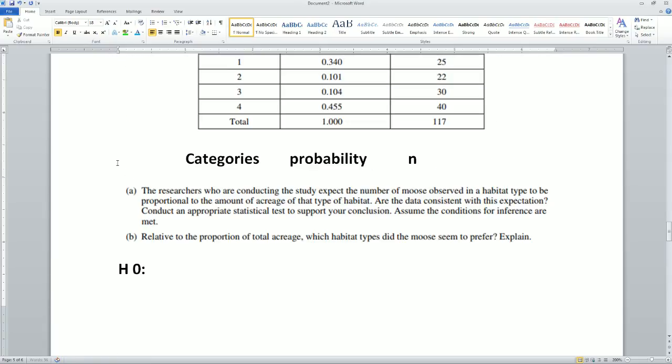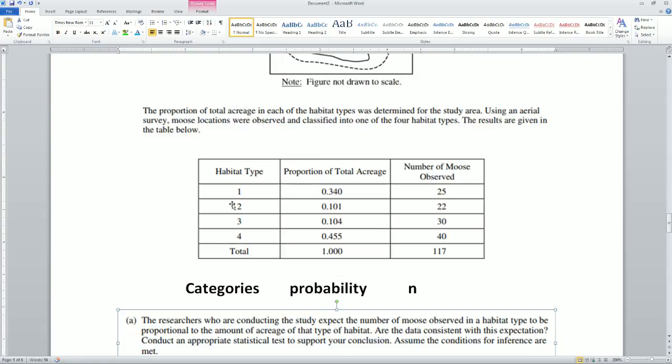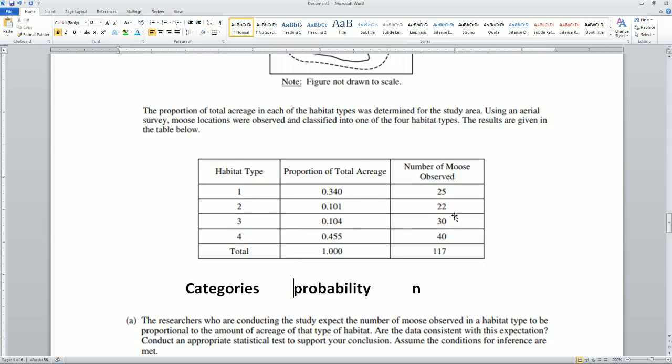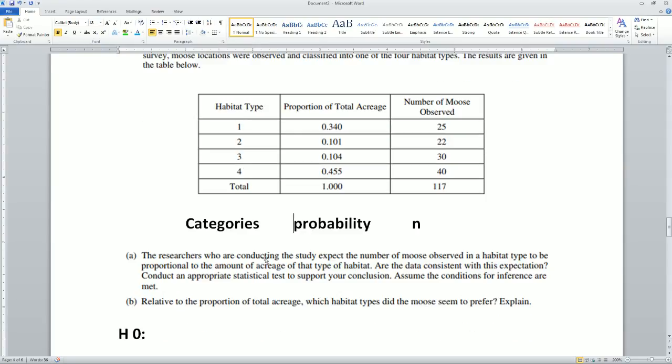So wait, what is this one? This one is goodness of fit. Still goodness of fit? Yeah. I was trying to give you a better understanding of the chart. This is category probability. Why is it still goodness of fit? There's a probability, there's one population, and you're trying to see, conduct an appropriate test to test your conclusion, assuming one category.